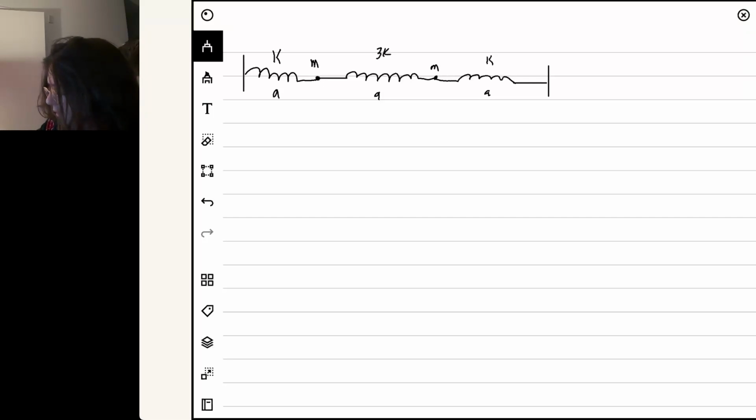The kinetic energy will be m over 2 eta 1 dot squared plus eta 2 dot squared. The a's are all constant, so we'll just go ahead and call that x1 dot squared plus x2 dot squared.